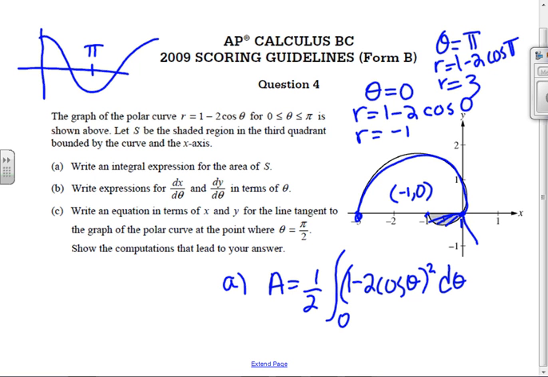So have a good guess where that is? When theta is 0, we're going to start at this little point right here. When theta is pi, because that's what my interval is, then my radius is 3, so I'm over here. So what angle do you think that one is? Pi over 2. Let's try that. So r is equal to 1 minus 2 times the cosine of pi over 2.